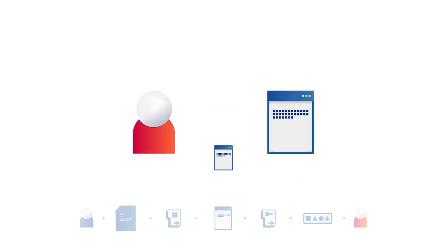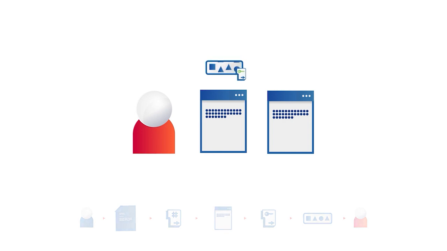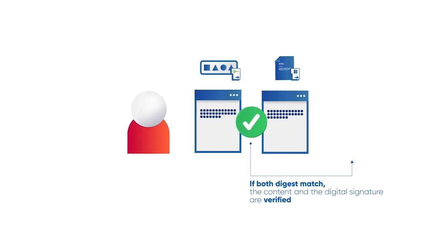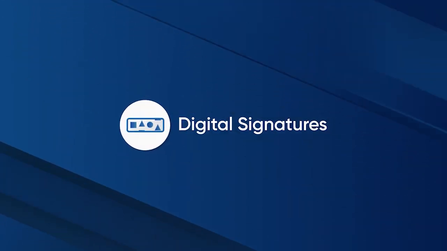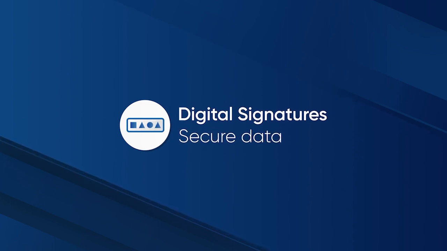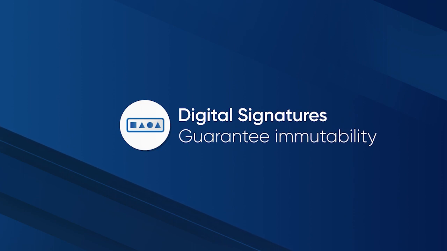Finally, Alice will have two digests, one based on the digital signature and the other one based on the content of the document. If both digests match, then Alice can be sure that the message hasn't changed in transit and verify that Bob is actually the author. It is in this way that digital signatures are one of the key parts of securing data on the blockchain and guaranteeing immutability.